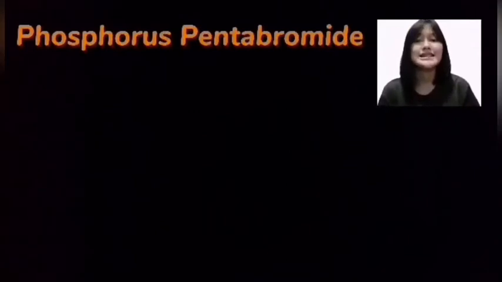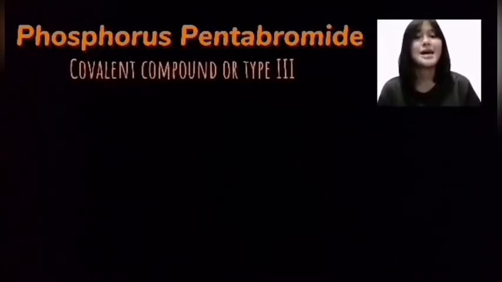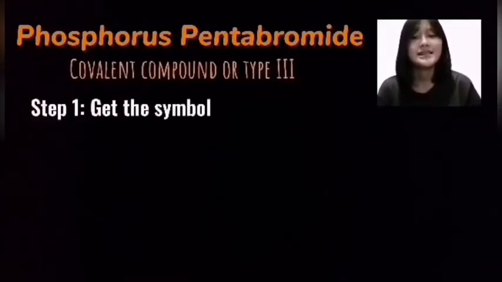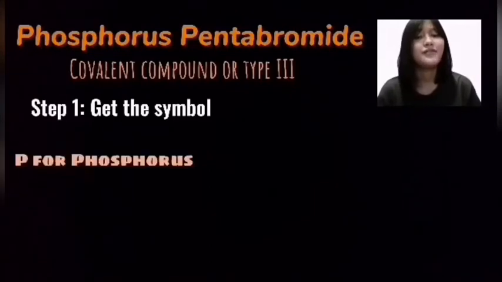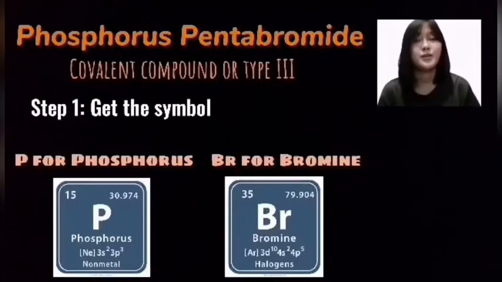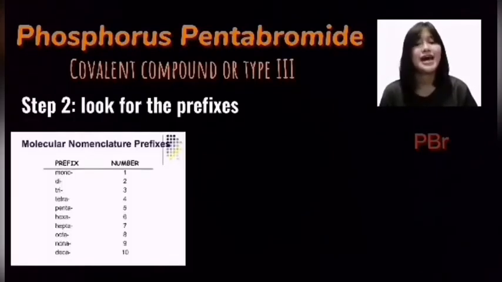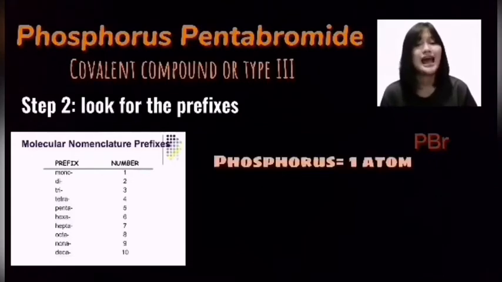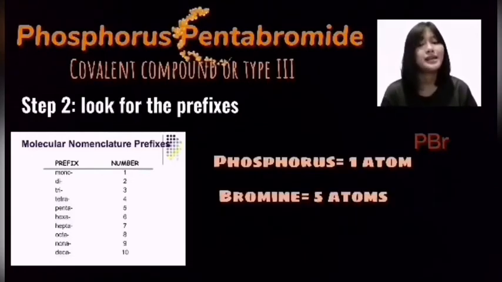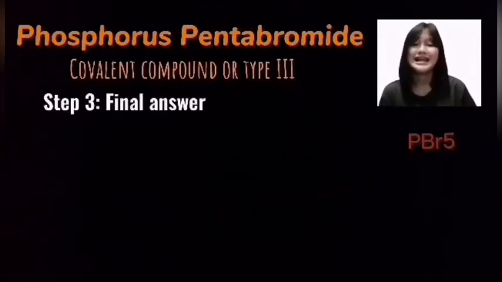Phosphorus bromide. Since both of the elements are nonmetals, this is a covalent compound or type 3. Step 1. Get the symbol of the elements, P for phosphorus, then Br for bromine. Step 2. Look for the prefixes. Prefixes indicate the number of atoms present in the element, so phosphorus automatically has 1, then penta in bromine represents 5 atoms. Step 3. Final answer.